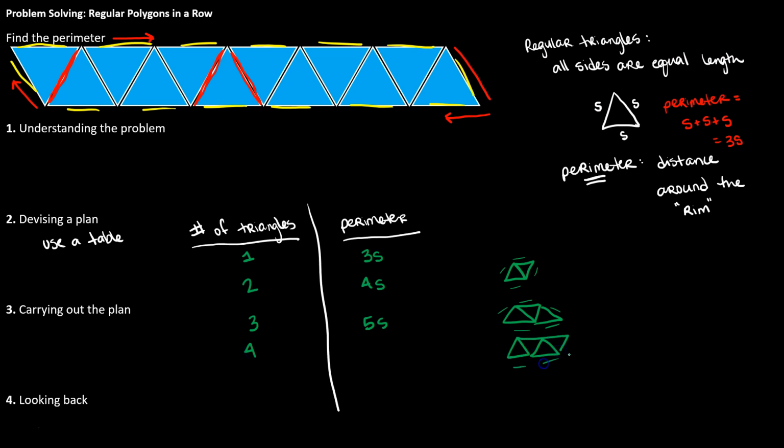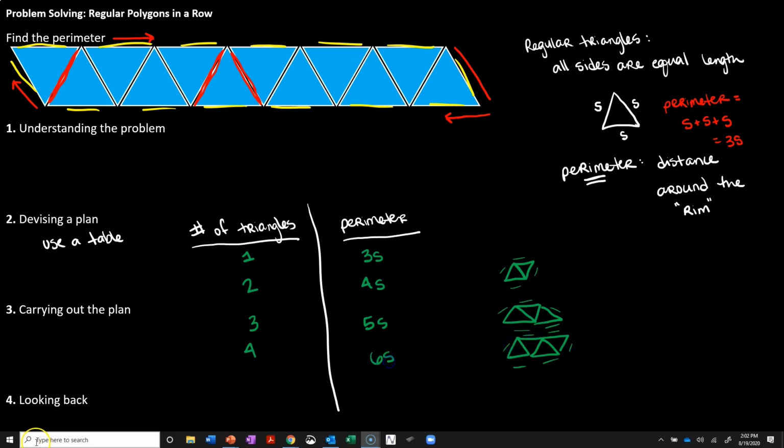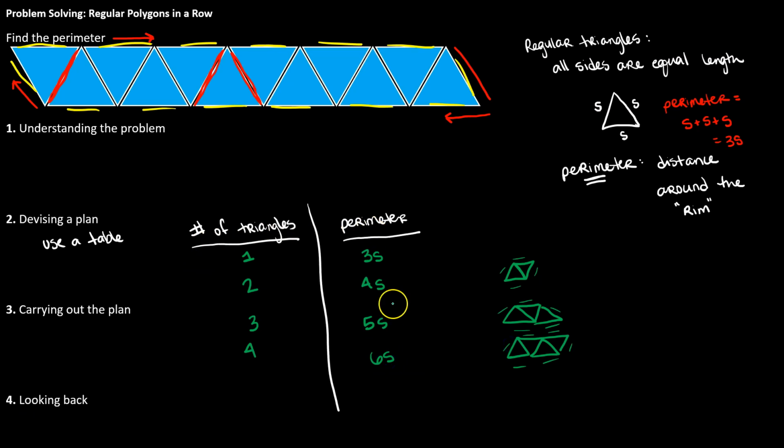Count the sides: 1, 2, 3, 4, 5, 6 triangle sides. As we're looking at our table, maybe we're starting to notice a pattern. The number of triangles is increasing by 1. The perimeter is increasing by 1 more s. So with one triangle, we had 3s for the perimeter. Two triangles was 4s. Three triangles was 5s.